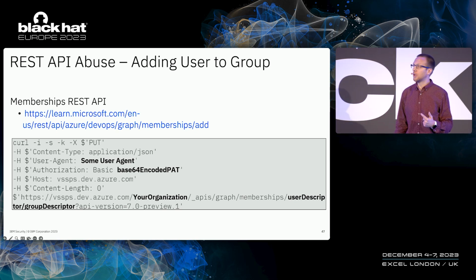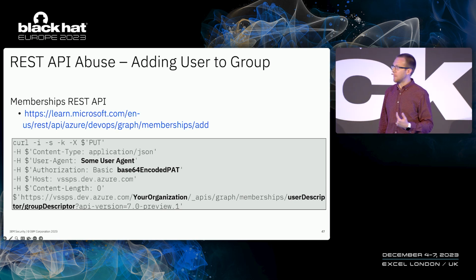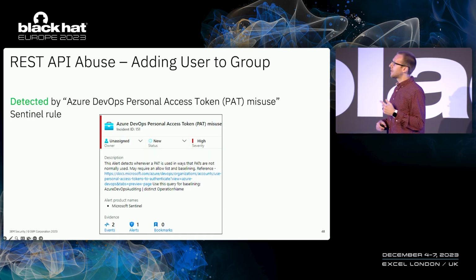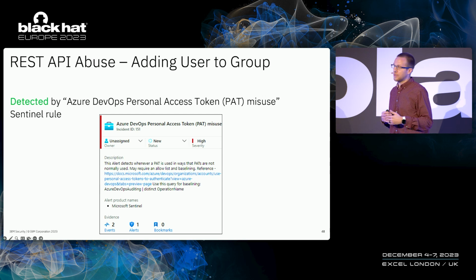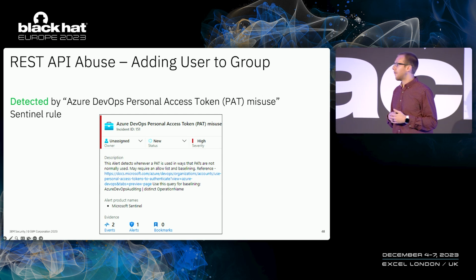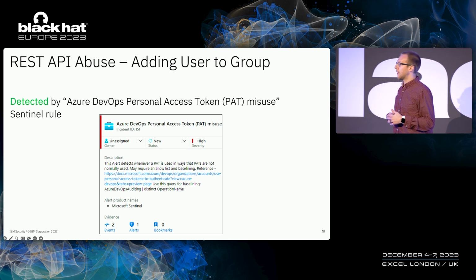You can add a user to a group with the memberships REST API, as I showed right there. Now this activity with the REST API, adding a user to a group, that does get detected by the default Sentinel rule listed there. However, I'm going to show how to bypass this rule a little bit later.